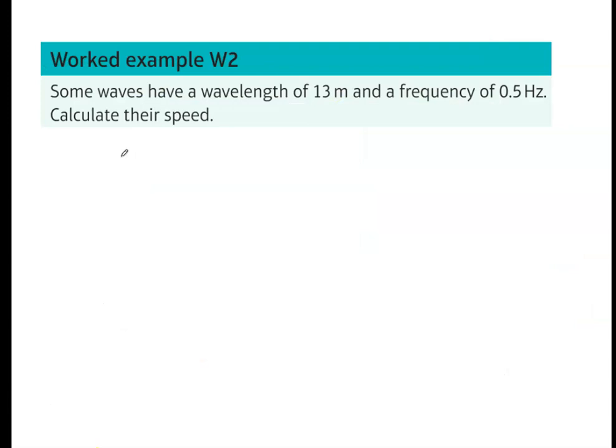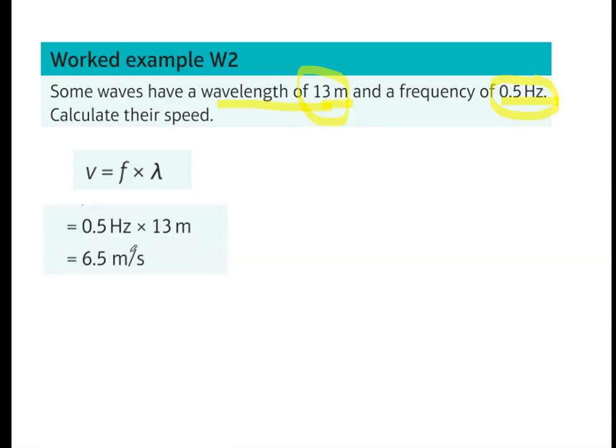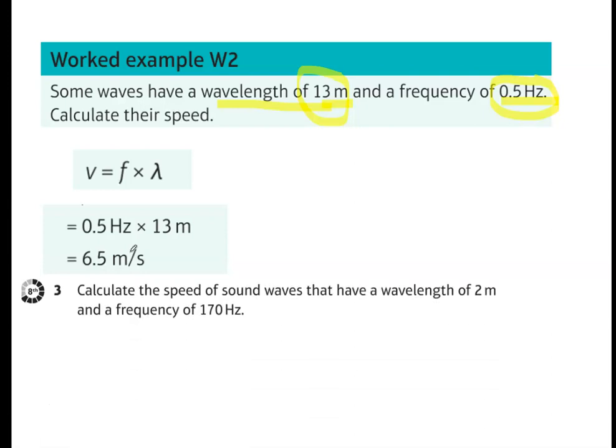Second example, we know wavelength. So some waves have a wavelength of 13 meters. Frequency is 0.5 Hertz. This time we know wavelength, we know frequency. So the equation to recall this time is speed equals frequency times lambda, wavelength. Substitute the figures: 13 meters times 0.5, 6.5 meters per second.